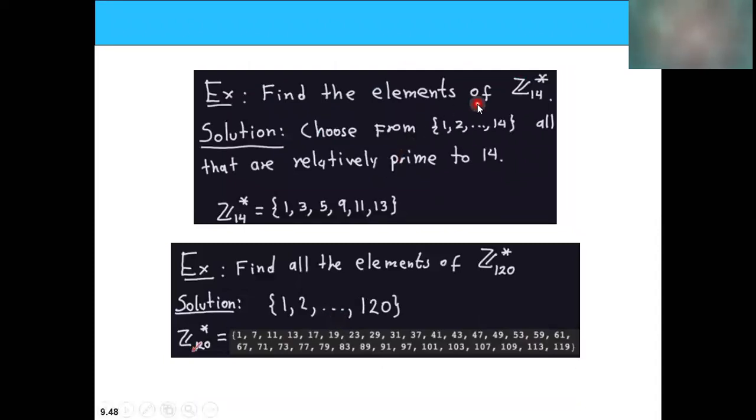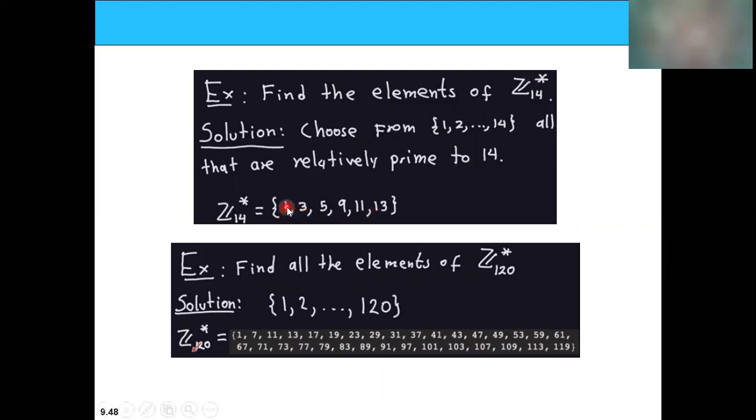So let me find the elements of Z14 star. We have to choose from 1, 2, 3 up to 14, all those that are relatively prime to 14. So Z14 star consists of all those elements of the set Z14 which are the unit elements of Z14, whose GCD with 14 is 1.